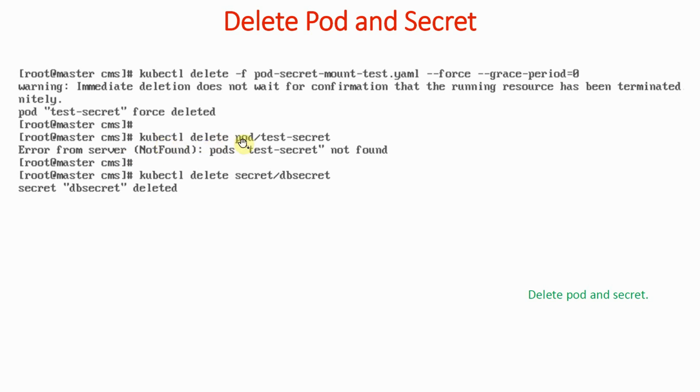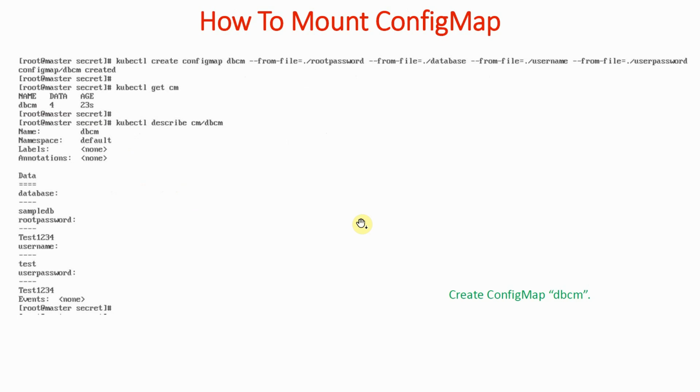Now when I run this command again, kubectl delete pod test-secret, it is saying not found because we have already deleted it. And it said pod test-secret force deleted, and we are going to delete that secret also, kubectl delete secret dbsecret. So now we have deleted the pod and the secret. Now we will see how to mount the config map also, because in this case we mounted our secret into some directory. Here we are going to show how to mount the config map.